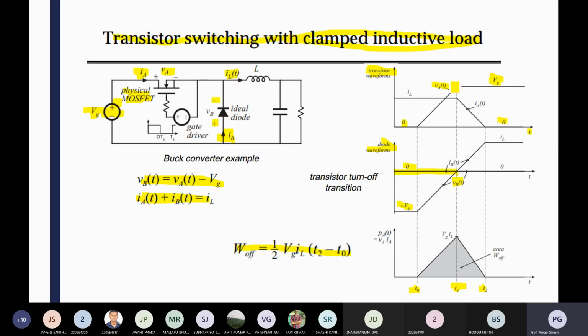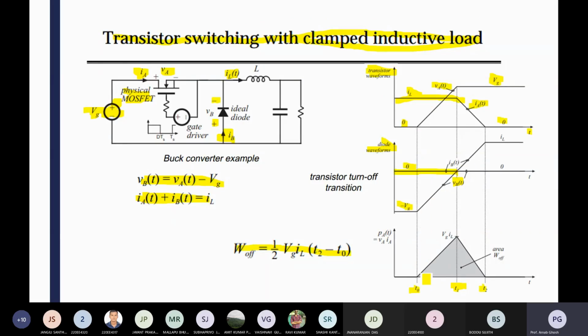So how much voltage will be there? The blocking voltage will be plus VG, and up to that position the current is coming, the IL current, the inductor current. After that it will again climb back to zero, maintaining zero current. When it is totally off, it takes some time. T1 to T2 is the time required for the total turn off of the MOSFET, and T0 to T1 is the time required for the total turn on of the diode. Sorry, the turn off of your transistor and the turn on of your diode.